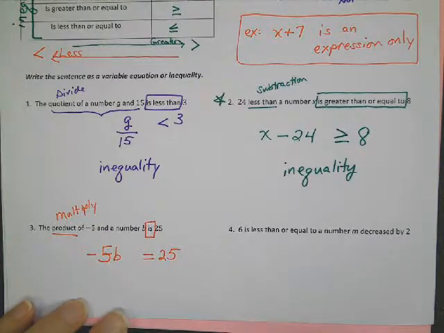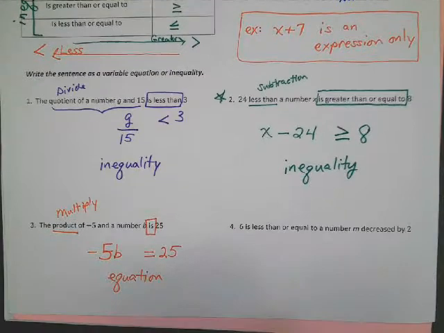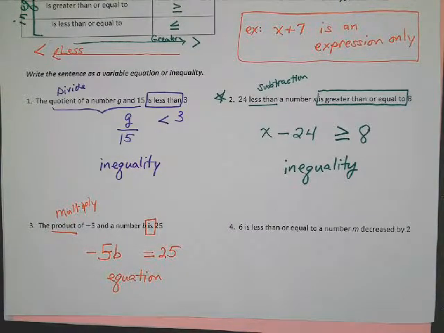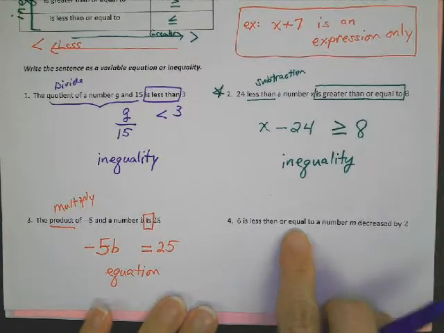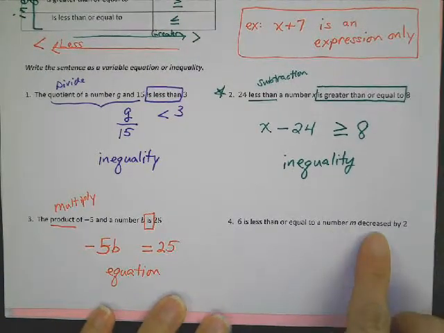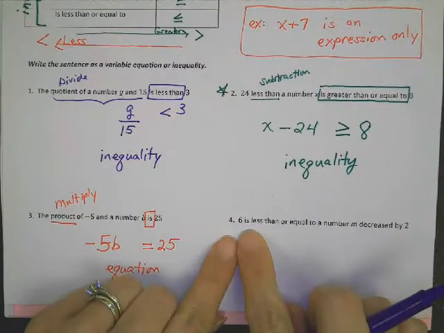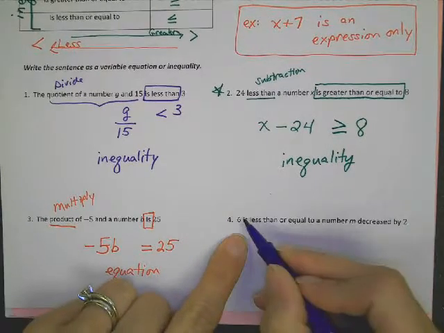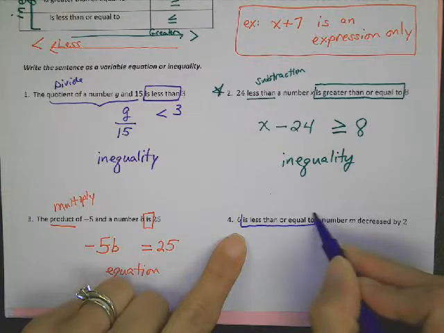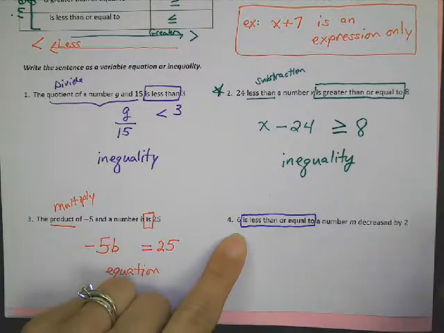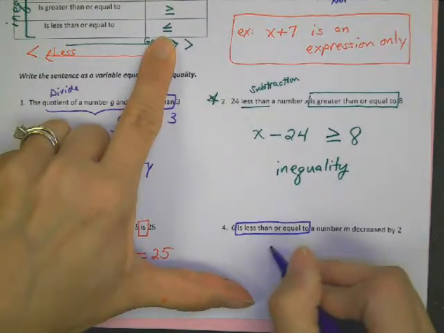Okay, we got one more. 6 is less than or equal to a number n decreased by 2. So let's look for the word is. And it's not by itself. Is less than or equal to. There we go. Okay, what symbol are we going to use for that? We're going to use the less than or equal to symbol. Okay, what goes on the left side? Just the 6, yep.